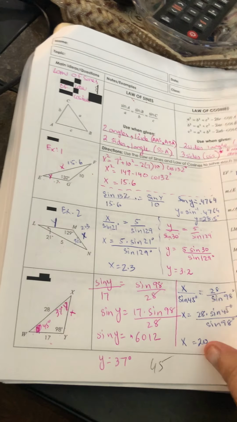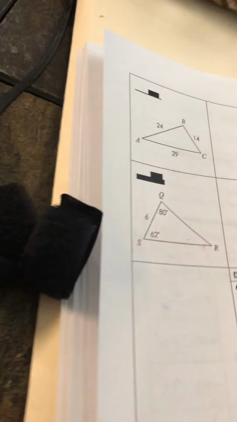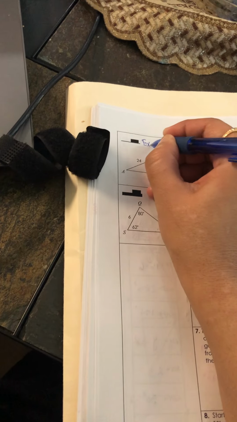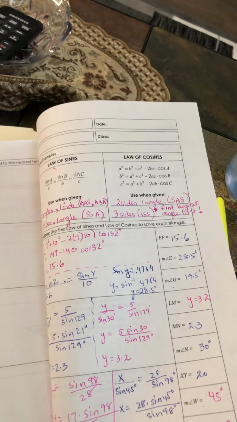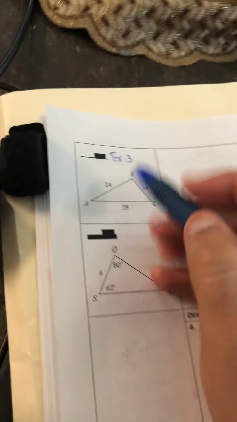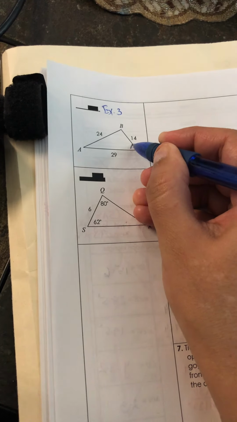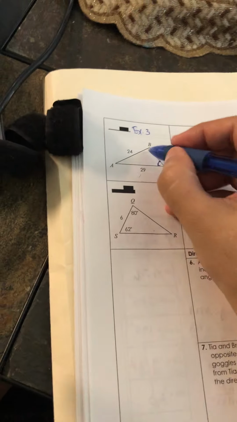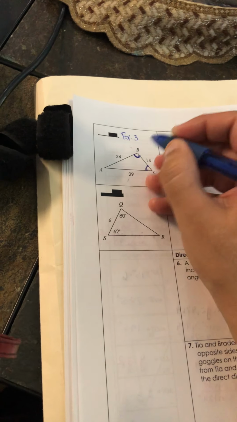Okay. Let's do one more example where we know all the sides. In this case, example number 3, when I know all the sides, I told you we have to use cosine law, and please look for the largest angle first when we know all the sides. So the largest angle would be this angle. No, this is the largest angle. So let's find this angle first.